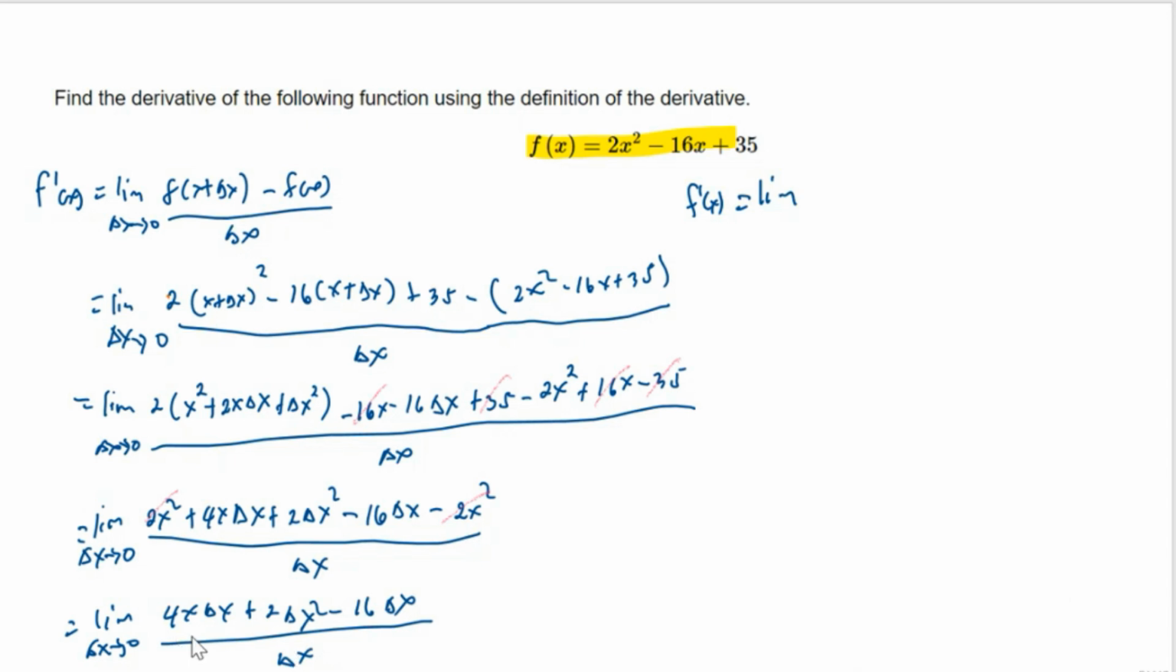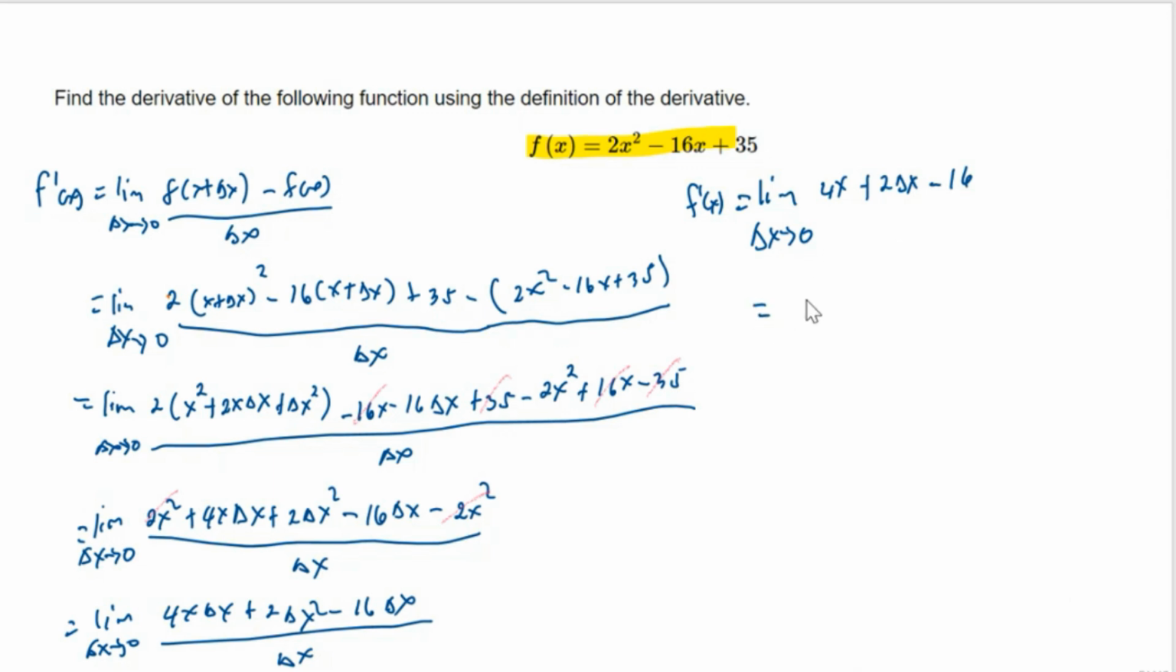So therefore, 4x delta x divided by delta x is equal to 4x. Plus the second term, 2 delta x squared divided by delta x, so the quotient is just equal to 2 delta x. Minus the last term, 16 delta x divided by delta x is equal to negative 16, as delta x approaches 0. Now, since it is already in simplified form, we are going to replace delta x by 0.